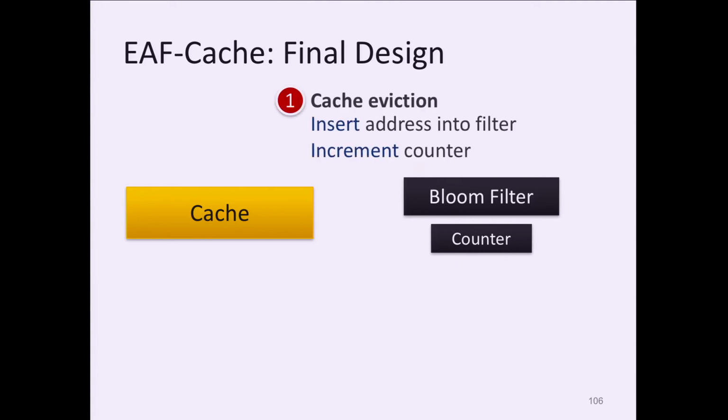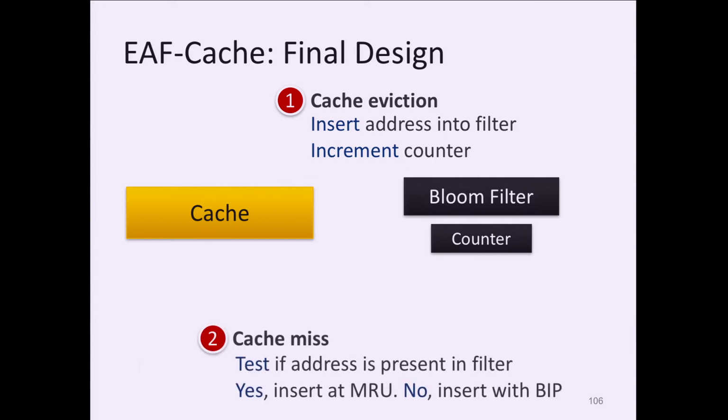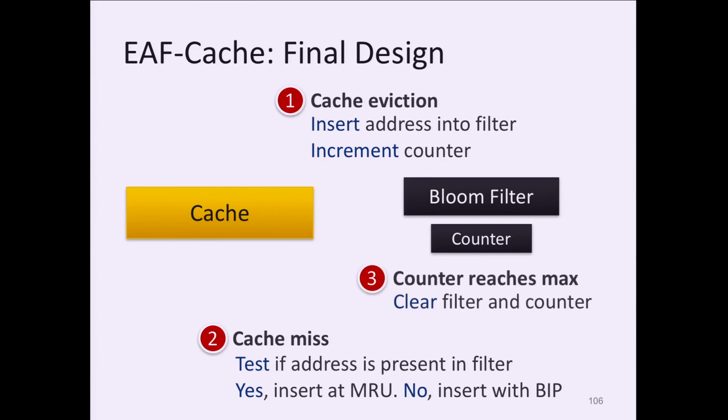When you evict a block from this cache, you insert the address into the filter, you increment the counter. On a cache miss, you check if the address is in the filter, just like a Bloom filter. If the Bloom filter returns a hit, you insert the block at the MRU position because you've made the wrong decision by evicting it recently. Otherwise, you insert the block with the bimodal insertion policy to ensure that you have thrashing protection. So bimodal insertion policy is important because it's really a building block for many other policies that we have today in systems. Okay, and when the counter reaches max, you clear the filter and the counter. And you can read the paper for more detail.